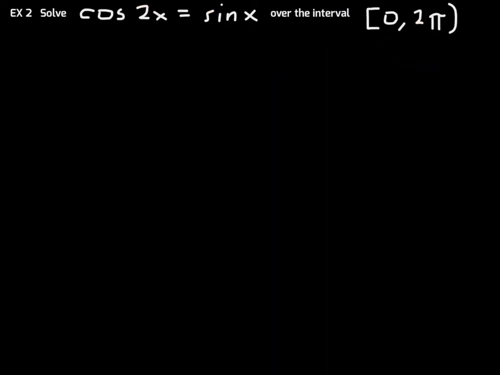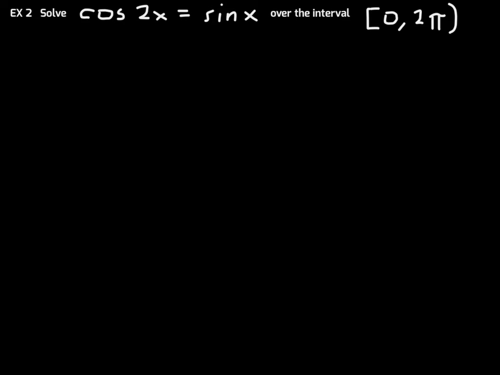All right, guys, example 2. Solve cosine of 2x is equal to sine x over the interval 0 to 2 pi. There's only one part to this. There's no two-part process because they are not asking for all solutions. They're just asking for the solutions that are between 0 and 2 pi.